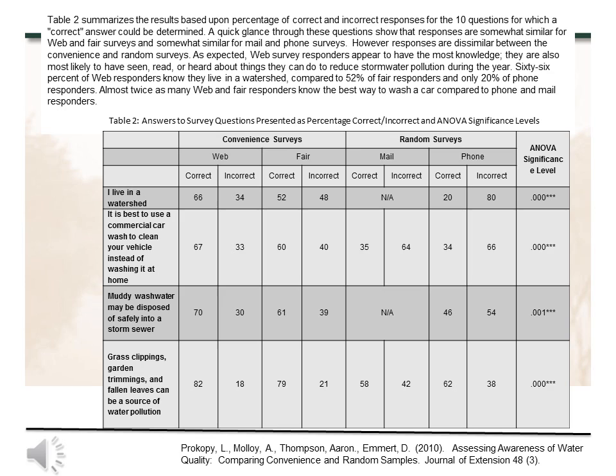And basically what it was is people responding on the web were the most knowledgeable. They already knew about these behaviors. They were already aware of them. The first question in here is, I live in a watershed, and this was rated between correct and incorrect. And you can see that 2/3 of the people responding to the survey knew that they lived in a watershed. And then you go over to the phone survey follow-up, and you see that this drops to only 1 in 4 people knew that they lived in a watershed, right?